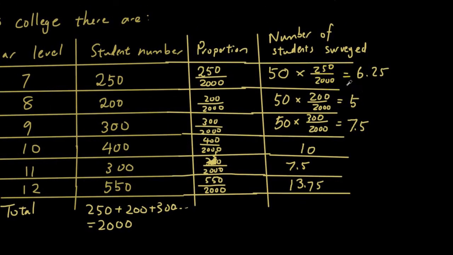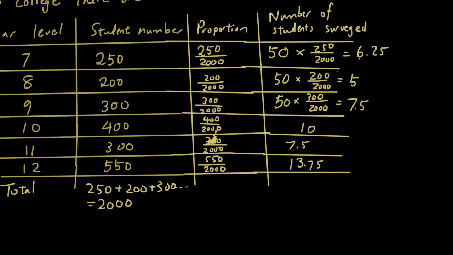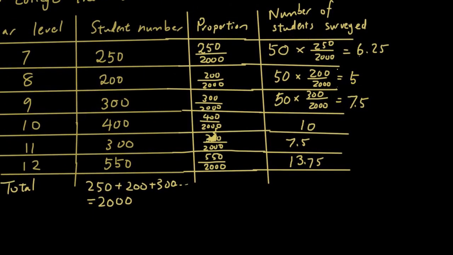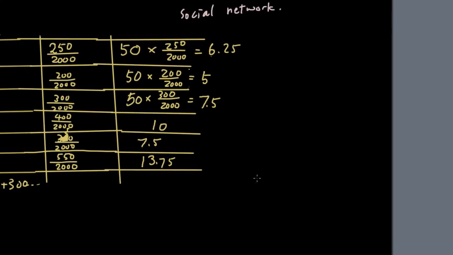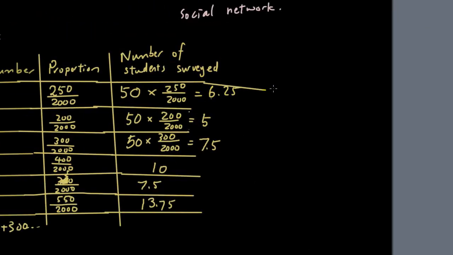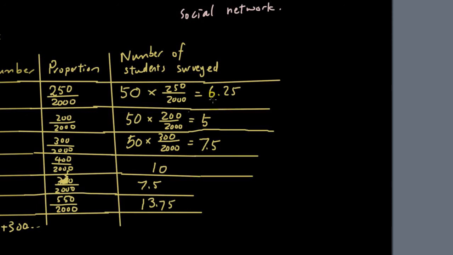Now there's a bit of a problem, and that is some of the numbers have a decimal, so you need to round the numbers. Let's round them using the first decimal place. So 6.25, let's change that to 6, because this number 2 is smaller than 5, so we round down. 5, we don't have to round. 7.5 is now 8. So that's 8 again, and that's 14.